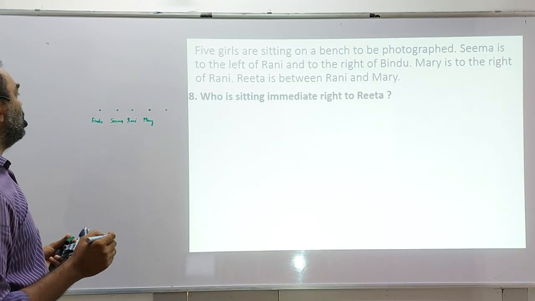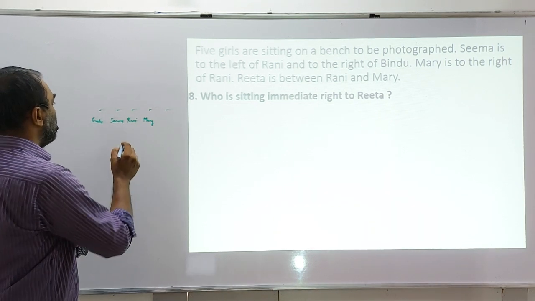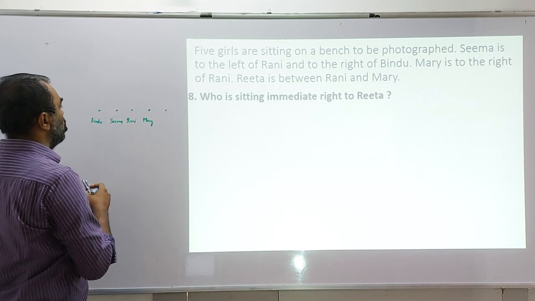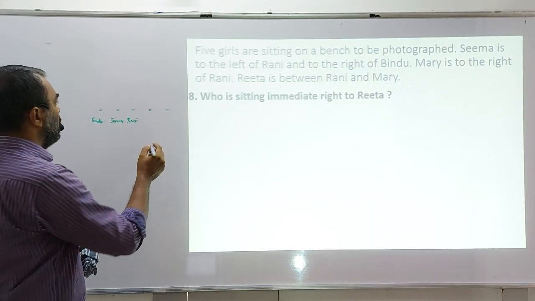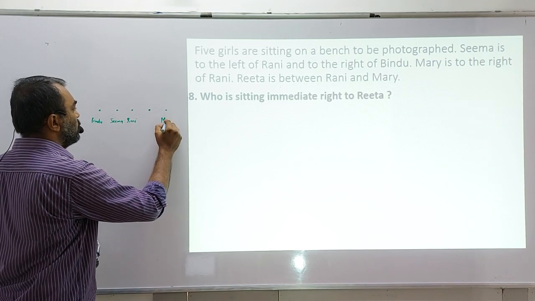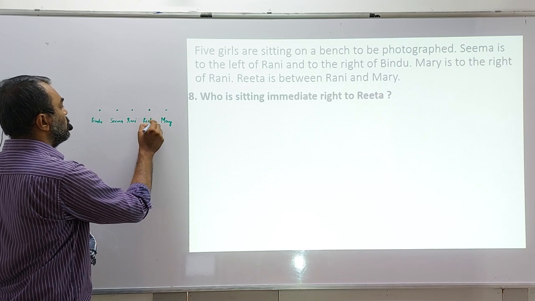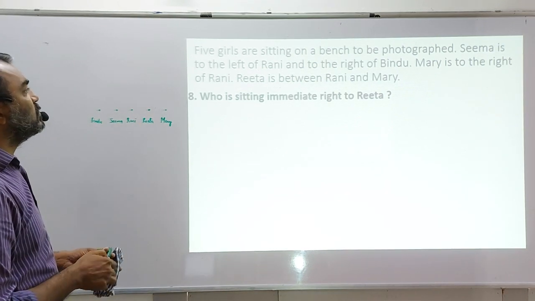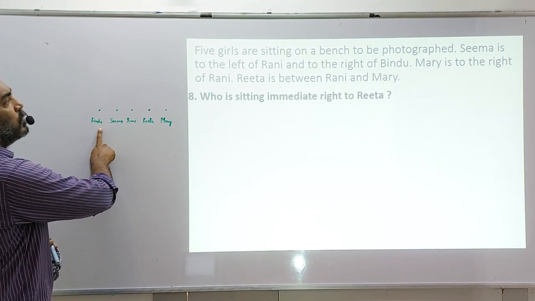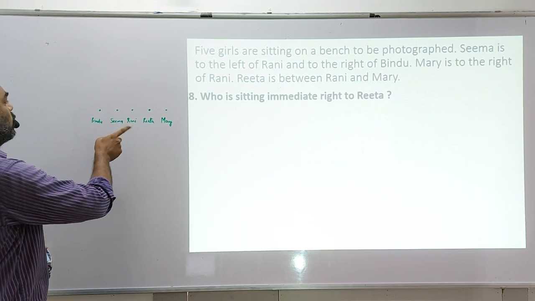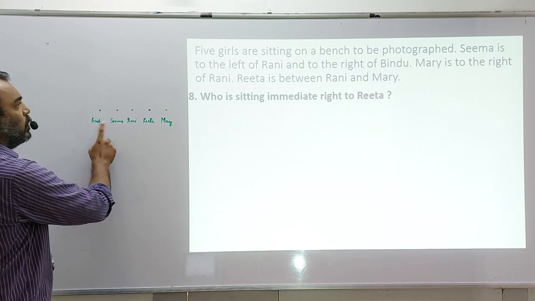Rita is between Rani and Mary. Now, Rita is between Rani and Mary. So Mary is given to the right, but not the immediate right. So I can shift Mary here and I can put Rita here. So these instructions are given now. Let me check again. Is Seema to the left of Bindu? No, Seema is to the left of Rani. So Seema is to the left of Rani and to the right of Bindu.